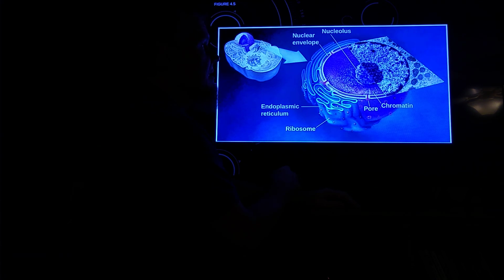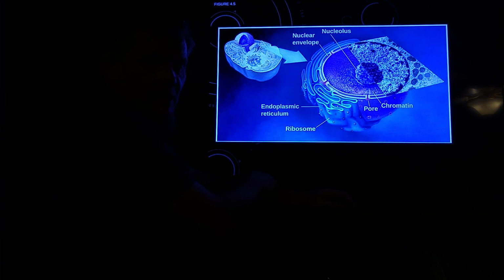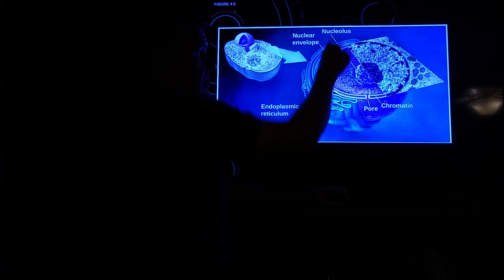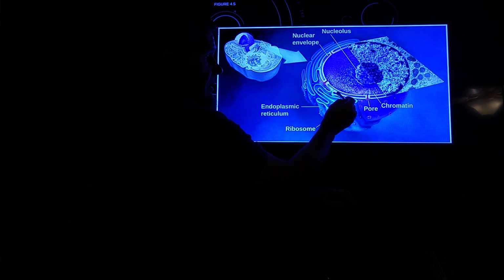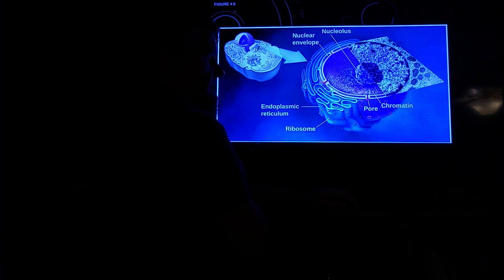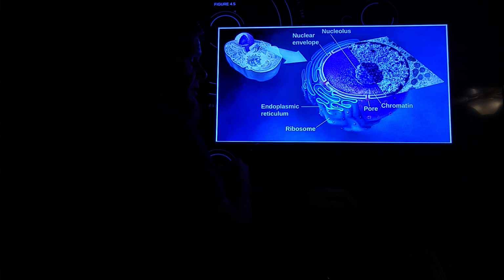There's a darkly staining region of the nucleus called the nucleolus. And this is where ribosomes are assembled. And our last piece of this is that the nuclear envelope is continuous with the rough ER. And here we see the nuclear envelope flowing right into the rough ER.